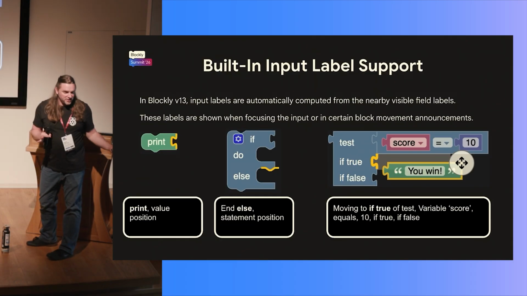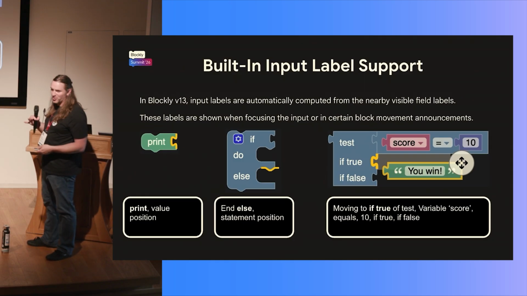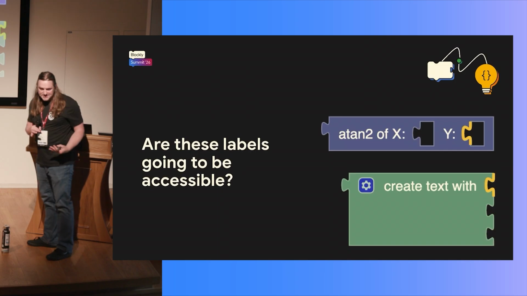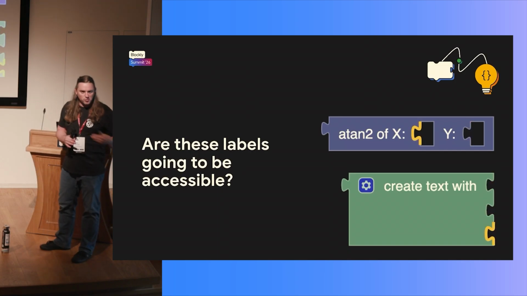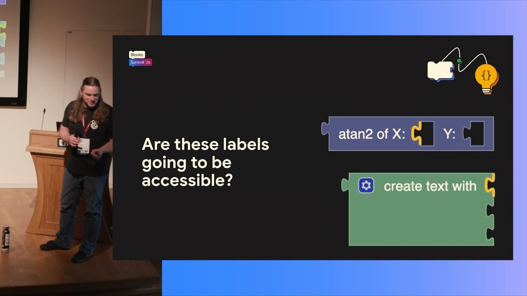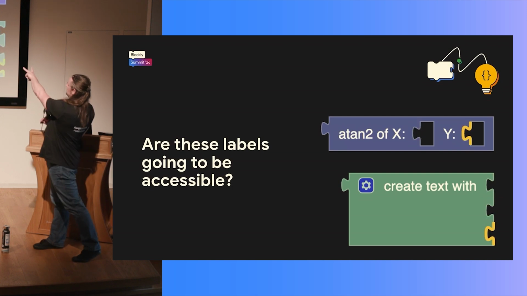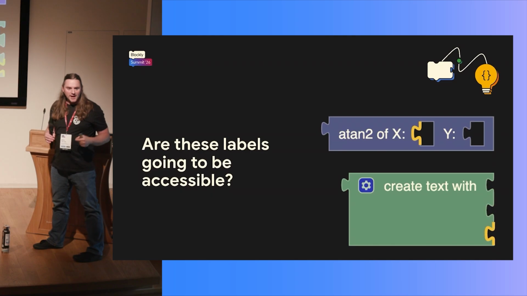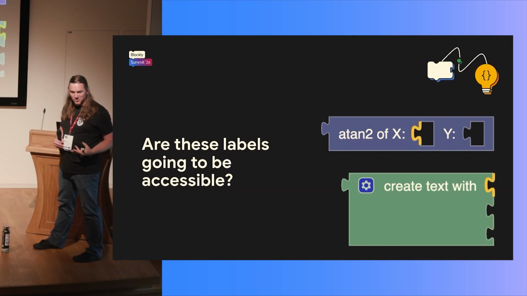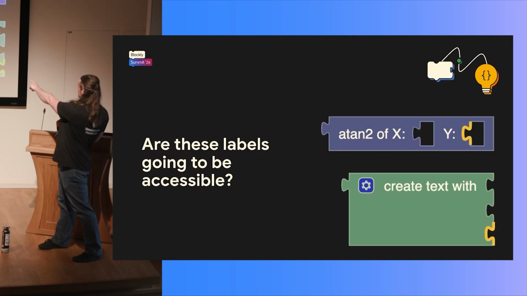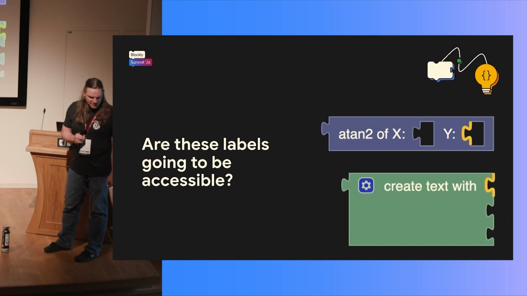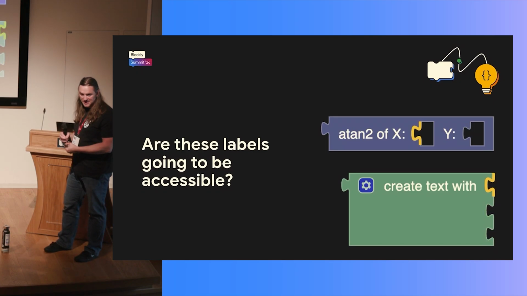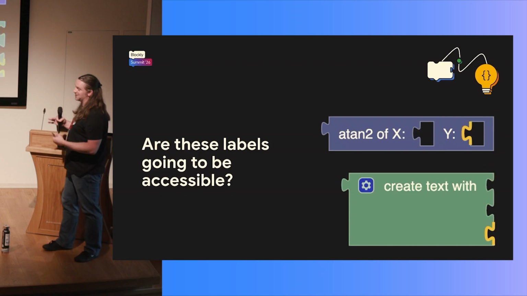These examples are all pretty clean and simple. There was no special handling that needed to be done. But I want you to take a look at these inputs and imagine, based on what I just showed you, what would you expect the computed labels to look like for these? First one here, we've got a tan 2 of x, and then we have y. And you can see that those aren't quite what we would intend. And "create text with" is going to end up being the label for just that first value input. That's not really the purpose of that label on this block. It's just the way that it was designed.